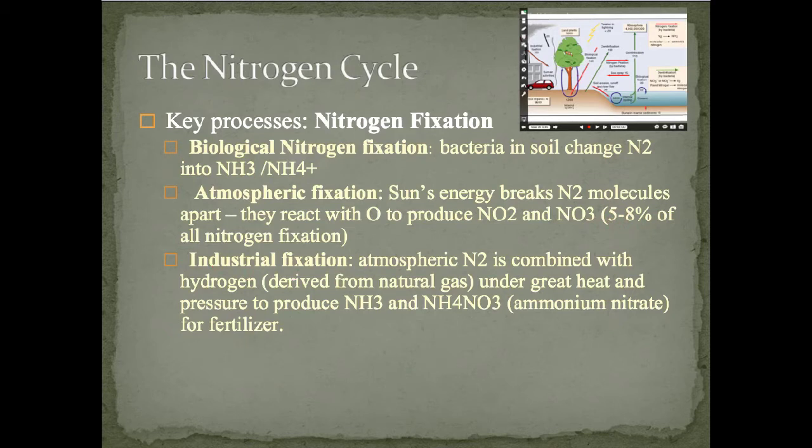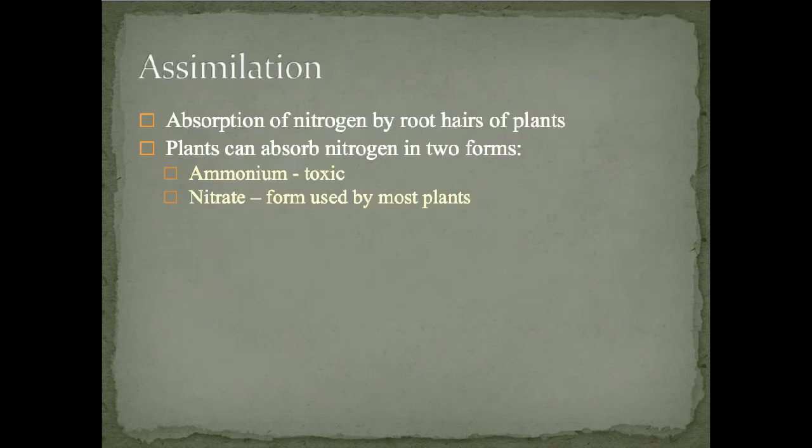Then you have industrial fixation, where nitrogen gas combines with hydrogen under great heat and pressure to produce ammonia and then ammonium nitrate for fertilizers. So this one is synthetic. This is the one that humans have done and produced. These two happen naturally.